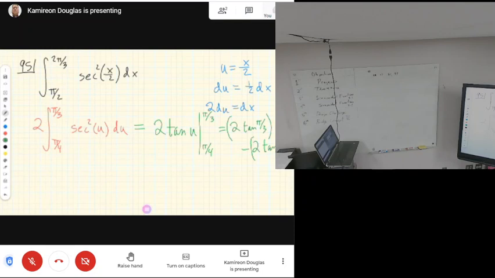I subtract the entire second piece. Okay, so one of these is actually pretty nice. Tangent of pi over 4 is 1. 2 times 1 would be minus 2. This piece is a little trickier. 2 tangent of pi over 3. Tangent of pi over 3 is the square root of 3. So I get 2 square root of 3 minus 2.